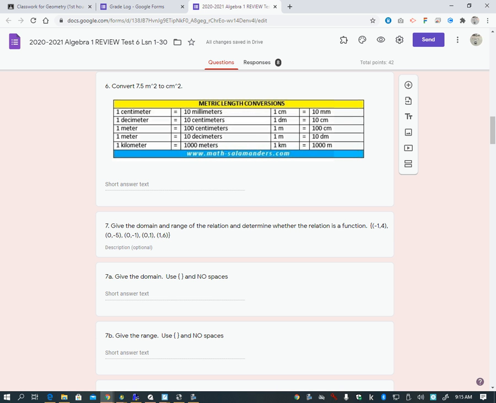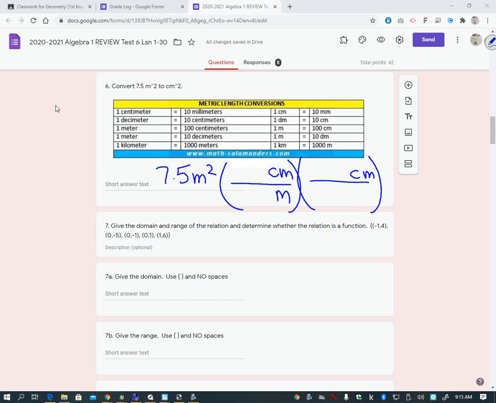It gives you all of the information, gives you the conversion chart. So we have 7.5 meters squared. We want to convert to centimeters squared. In my conversion, where do meters go? On the bottom. Where do centimeters go? Do I need to do this just once or twice? I do it twice because it's squared.